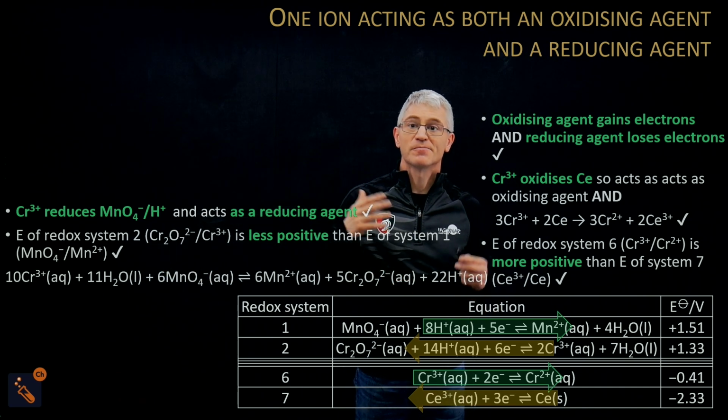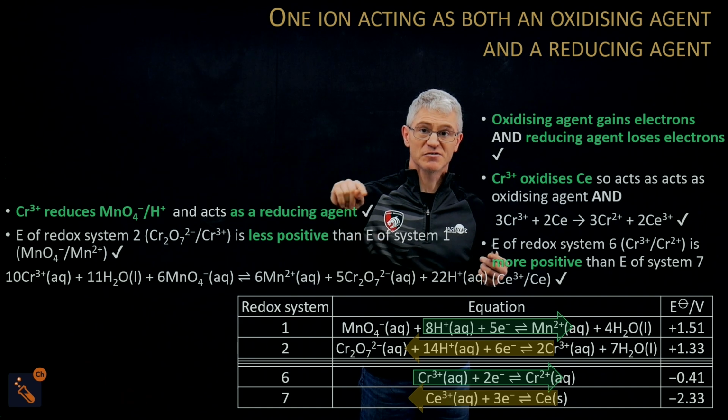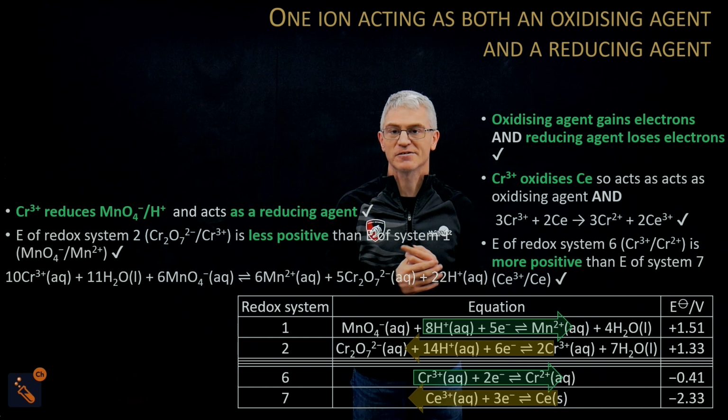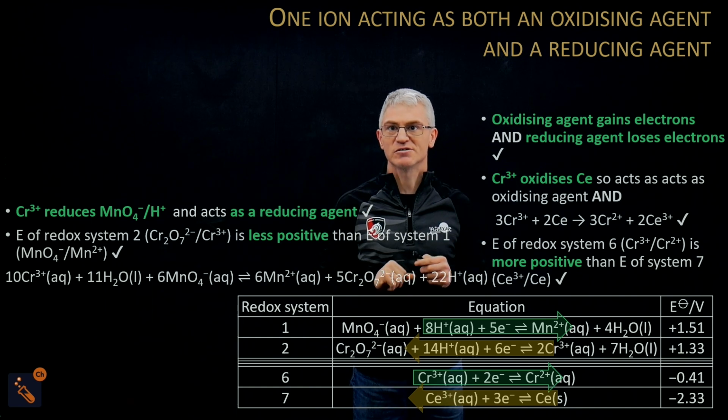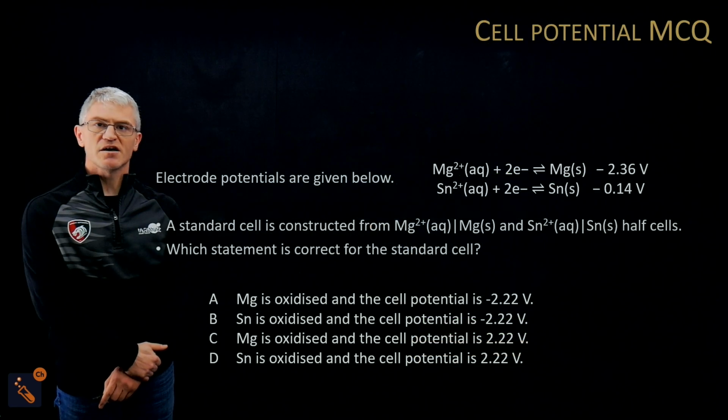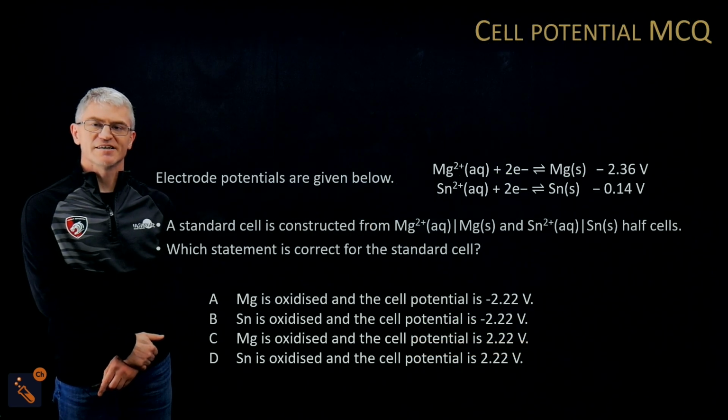Now you will get a mark for everything. So a mark for this, mark for this, mark for this, mark for this, mark for this, mark for this. 6 whole marks. So make sure you can do this type of question because it is always put in there to make it difficult for you. So our last question is going to be on cell potentials, and it's an MCQ.